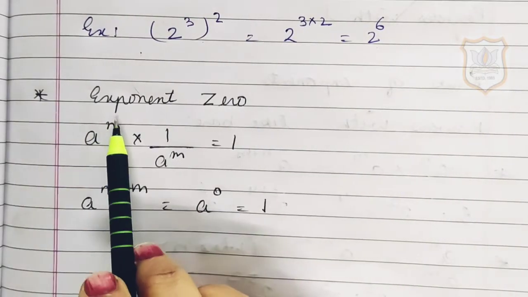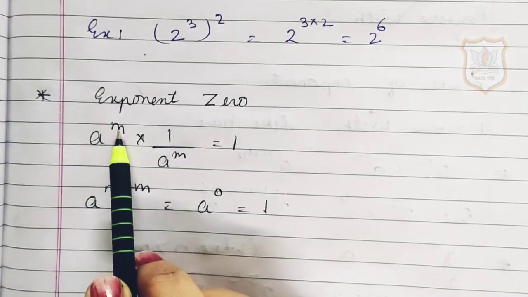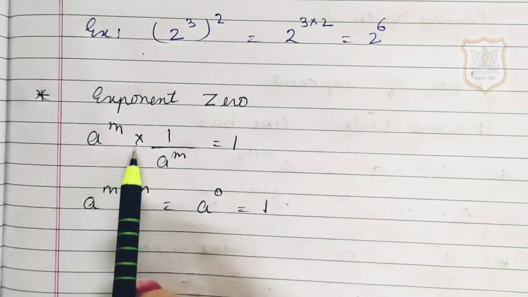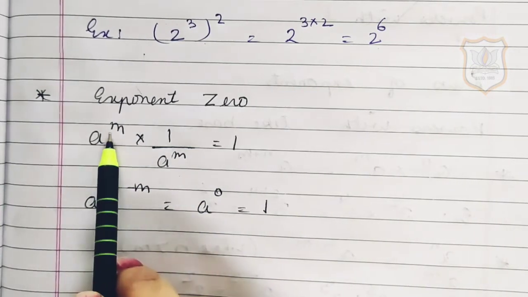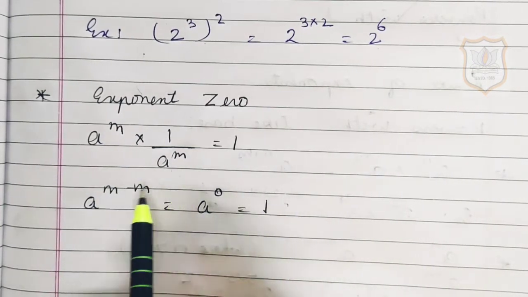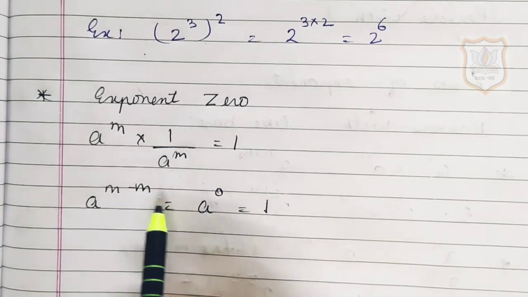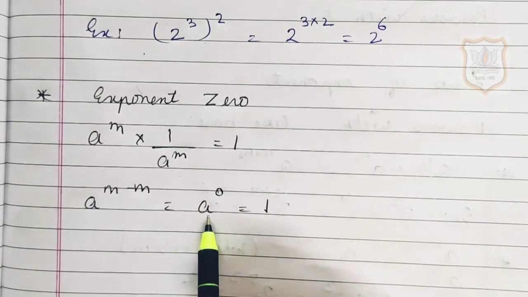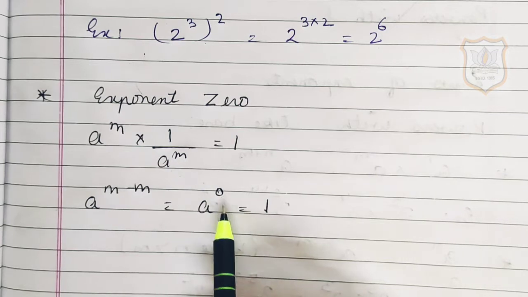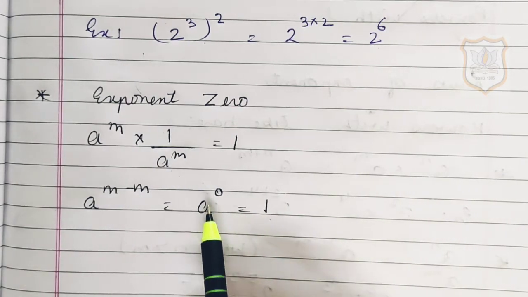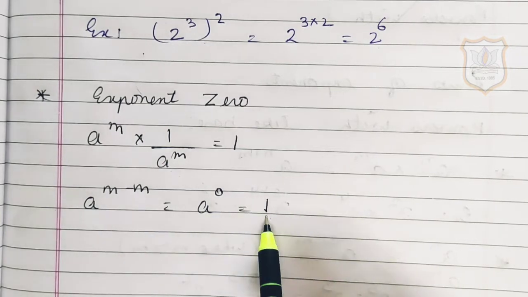Now the next law is exponent 0. A raised to power m multiplied by 1 upon a raised to power m equals 1. Here students, this a raised to power m and this a raised to power m you will subtract. So m minus m will be 0. And here the answer is a raised to power 0. If the base has power as 0, then the answer will be 1. So students, if the power of any base is 0, then its answer will be 1.